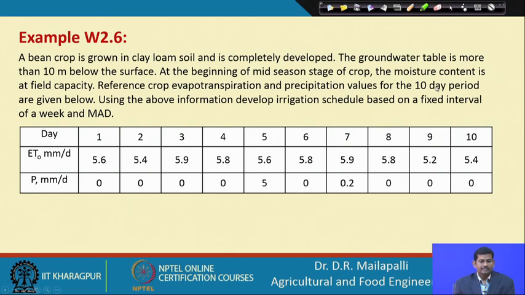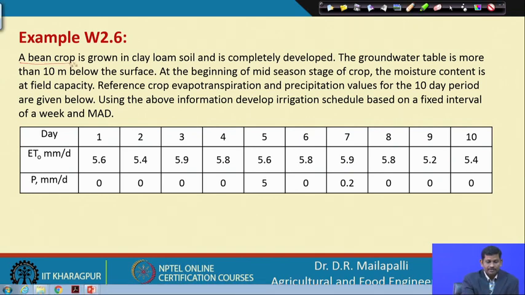Okay. So, this last example: a bean crop is grown in clay loam soil and is completely developed. The groundwater table is more than 10 meter below the surface. That means it tells whether the groundwater is contributing to soil moisture or not. At the beginning of the mid season stage of the crop, the moisture content is at field capacity. So, in the mid season case it started with field capacity, which means they just gave irrigation.